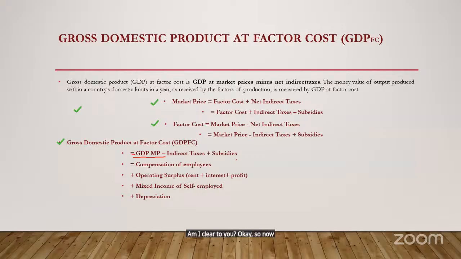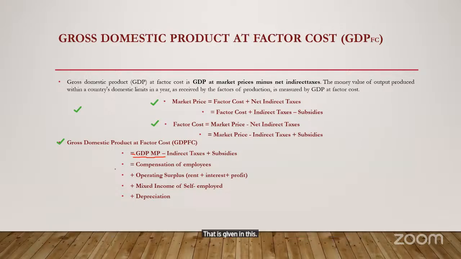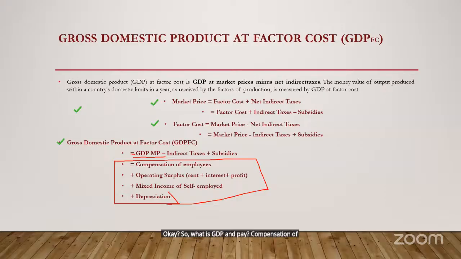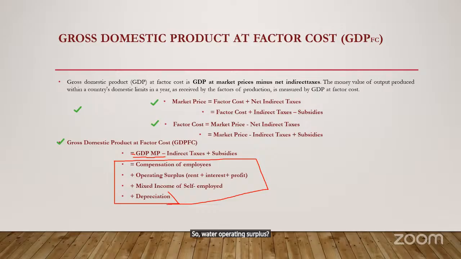Now, see all these cases we said, how to arrive from GDP-MP to NDP-MP, GDP-MP to GNP-MP and all. But what is GDP-MP? What has to be considered in GDP-MP? That is given in this. So what is GDP-MP? Compensation of employees, that is wages, plus operating surplus. So three components are added together and made one component, that is operating surplus. What is operating surplus? Rent plus interest plus profit.